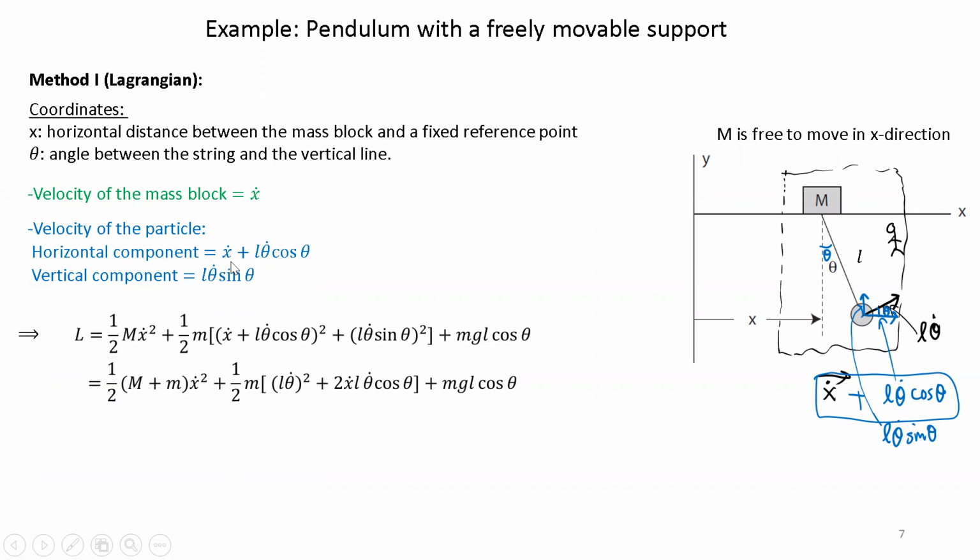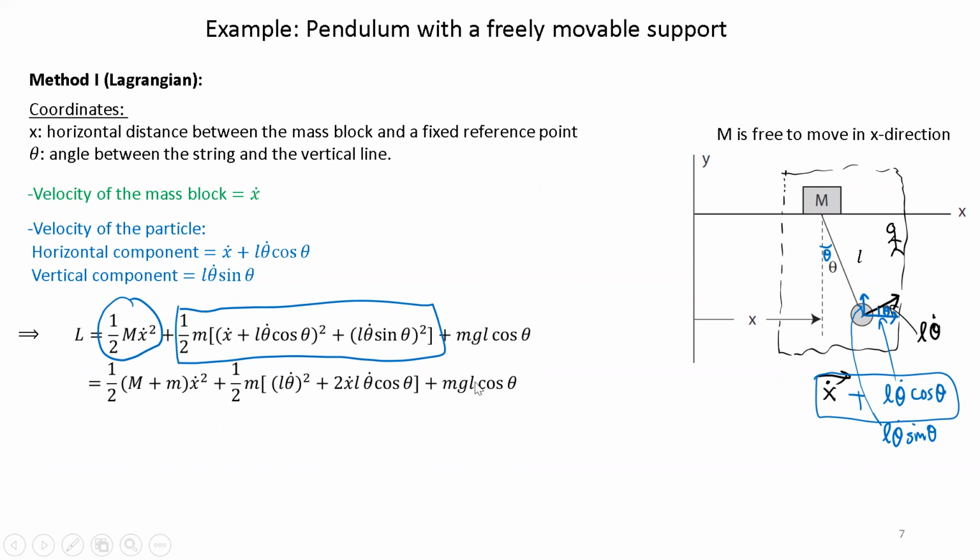So this one is for the big mass, and this one is for the small mass. Then for the potential energy, that one is actually easy. It's just mgL cosine theta, considering this vertical distance. Next, if I go ahead and expand the terms and do some regrouping, this is what I have.